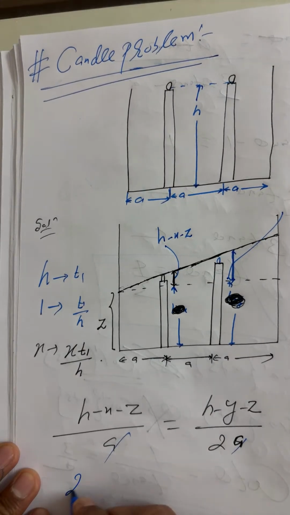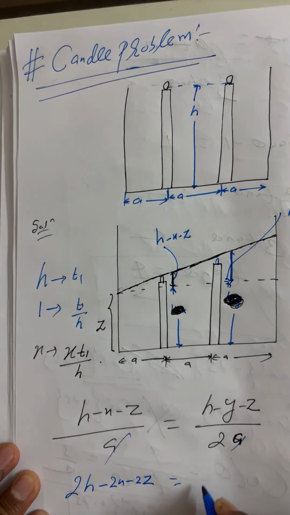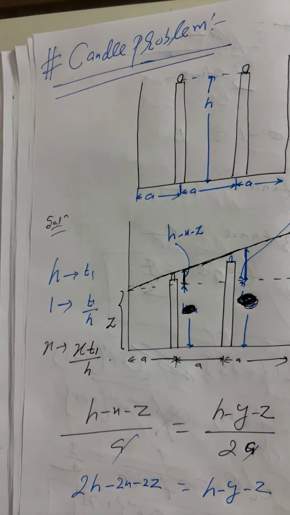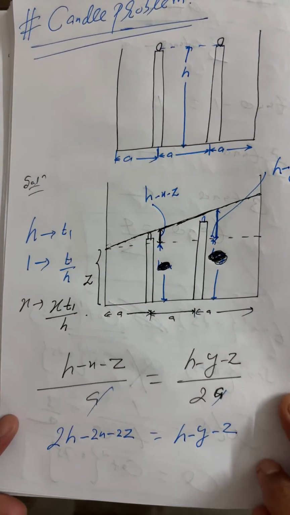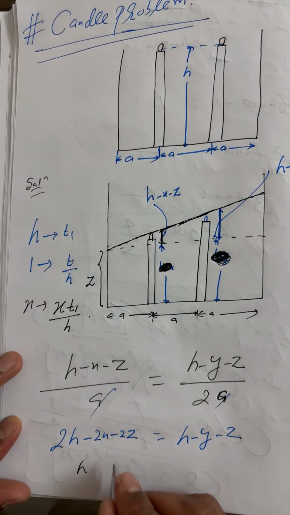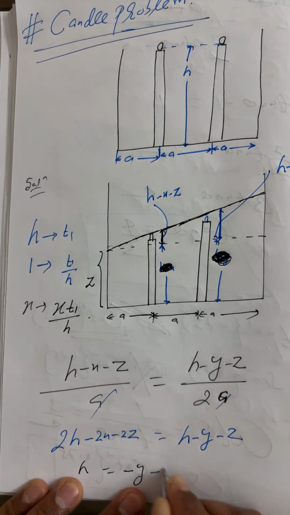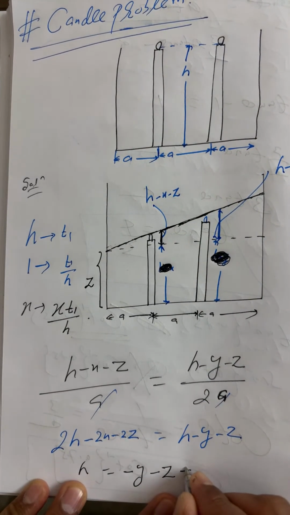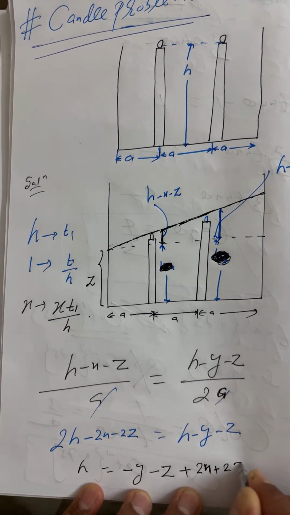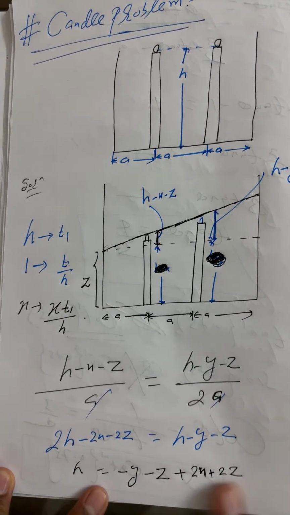Now do cross multiply. This is 2h minus 2x minus 2z is equal to h minus y minus z. Right? Okay. Then 2h minus h is h only, which equals minus y minus z plus 2x plus 2z.